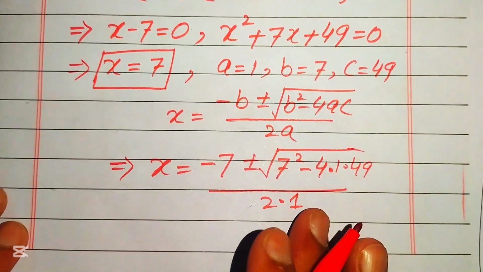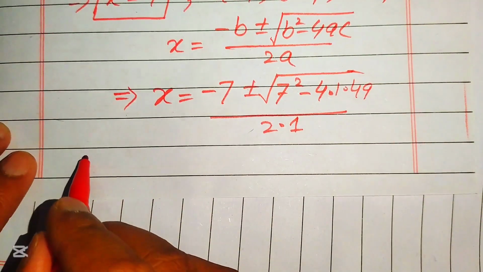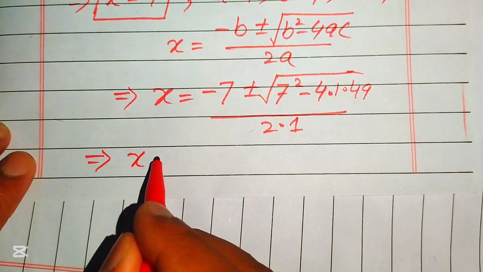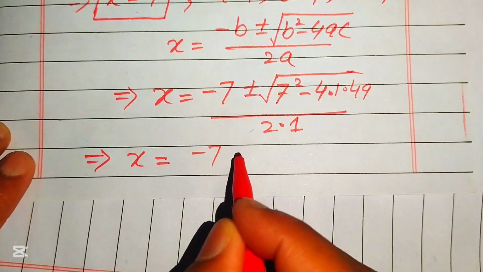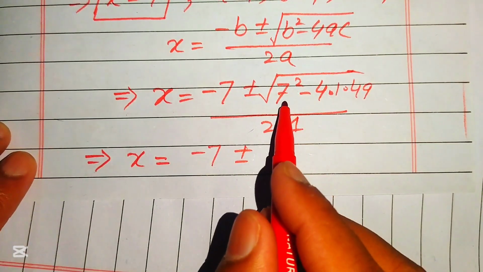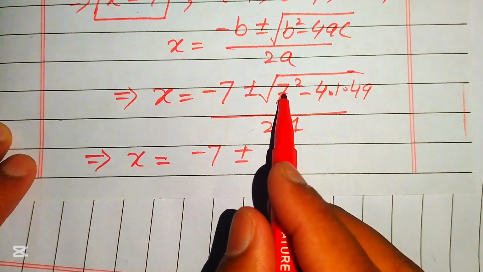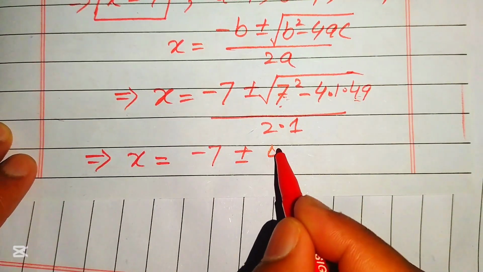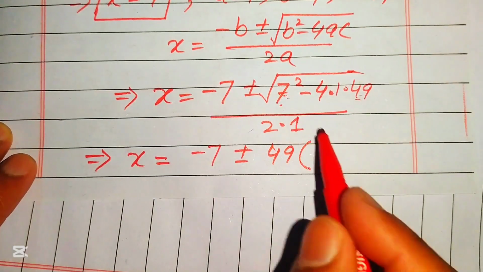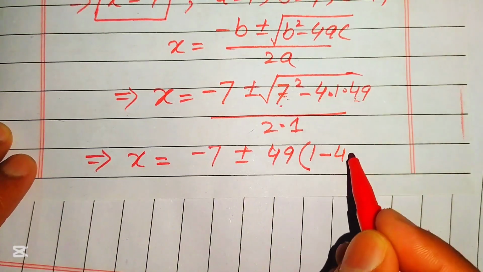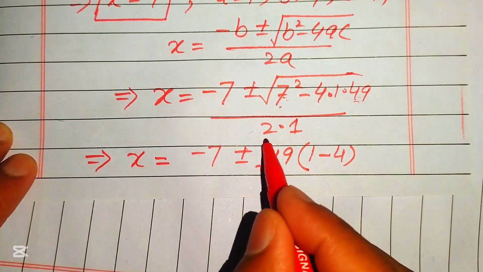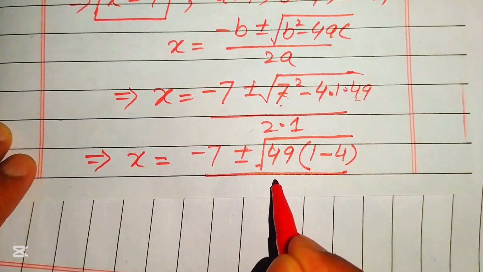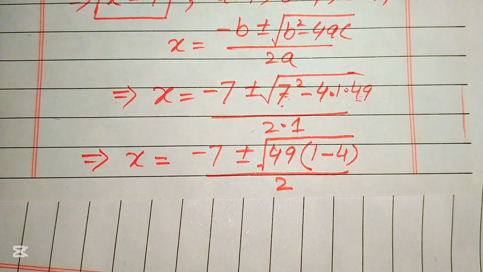Here our a is equal to 1. In the next step we simplify the terms, and we write it as minus 7 plus minus, here you know that 7 squared equals 49, and we take 49 common. So when we take 49 common we get the square root of 49 times (1 minus 4), divided by 2.